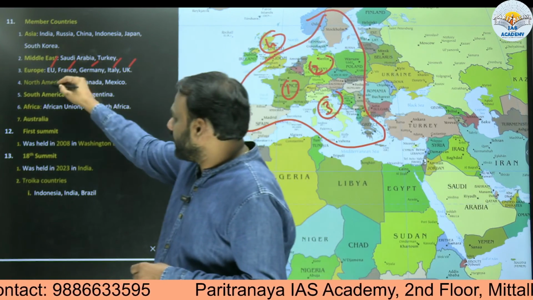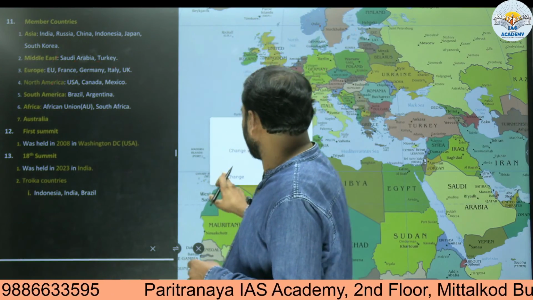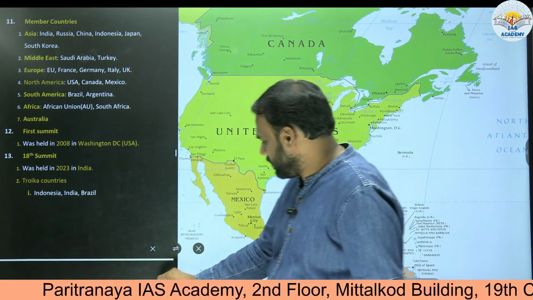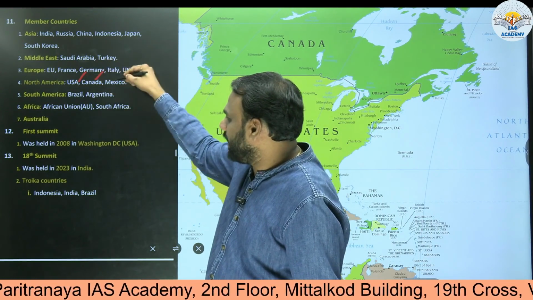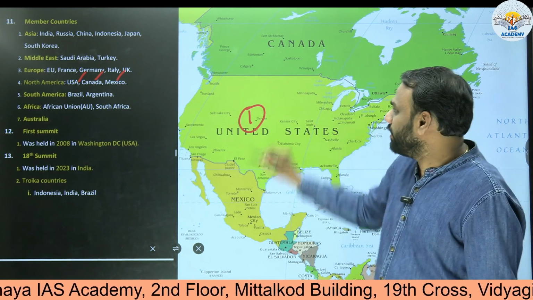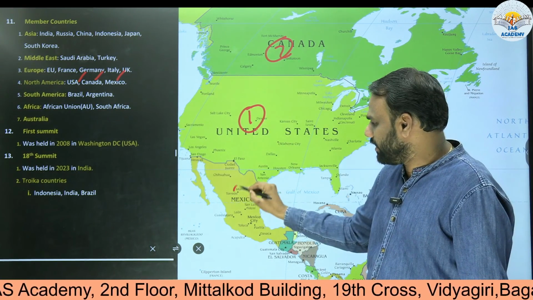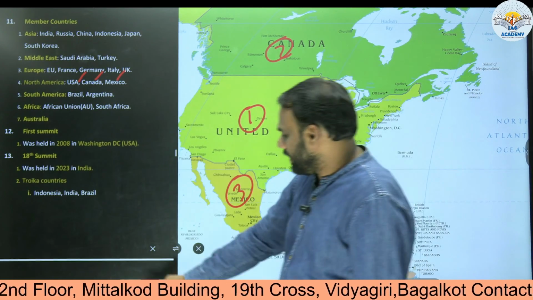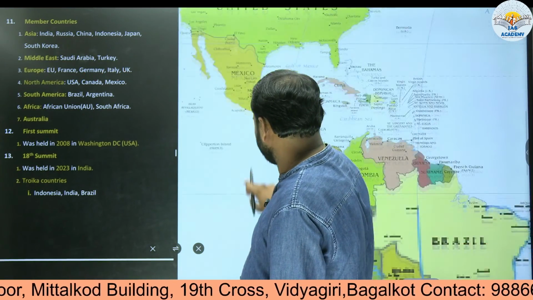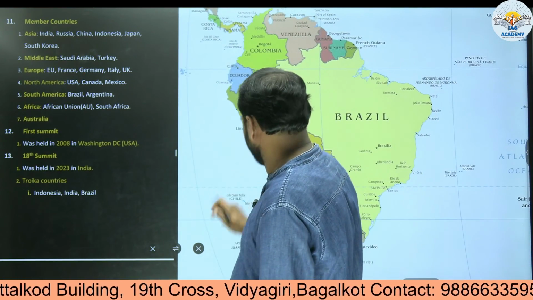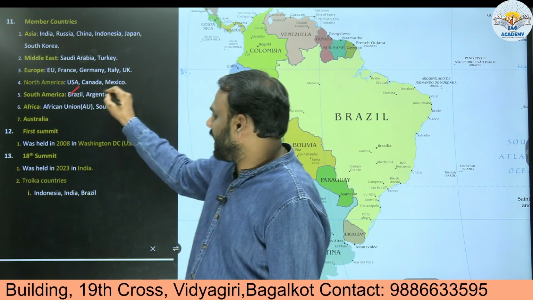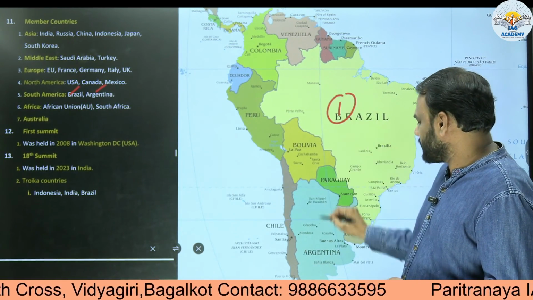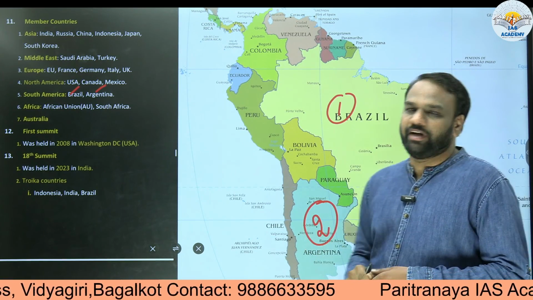When it comes to North America, here we have USA, Canada, as well as Mexico. So USA is a member, Canada is a member of G20. Similarly, Mexico is a member of G20. Next, coming to Latin America, Brazil and Argentina. Latin America is also called South America. So Brazil is a member. Similarly, Argentina is a member of G20.